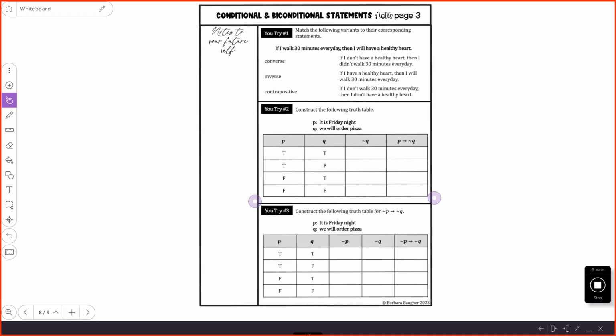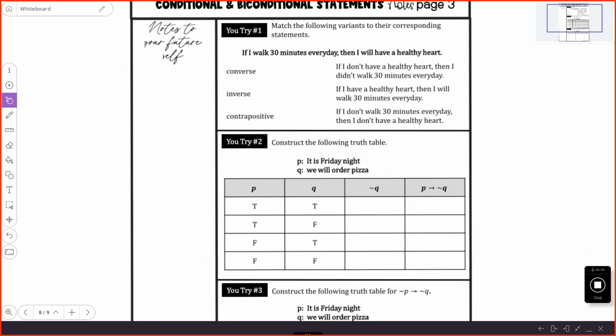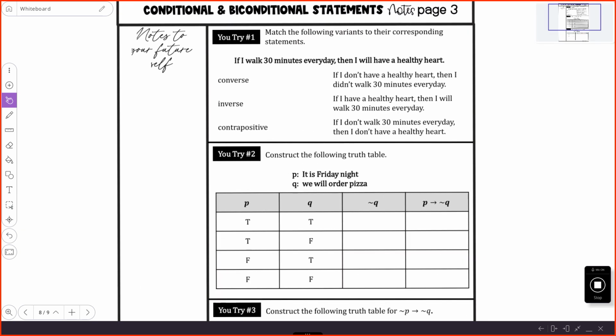All right, so now they've given me three. I'm gonna give you a second. If I walk 30 minutes every day, then I will have a healthy heart. That's your original conditional statement. So then they're asking you to match which one's the converse, which one's the inverse, and which one's the contrapositive. Take a second and read through them and see if you can find them.